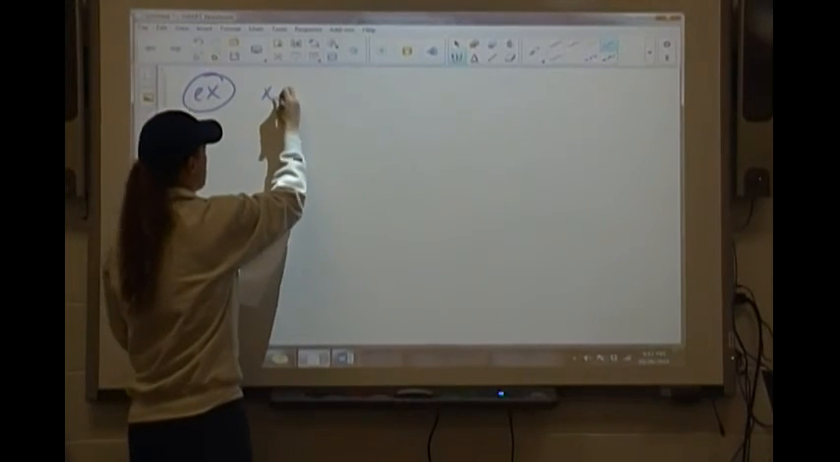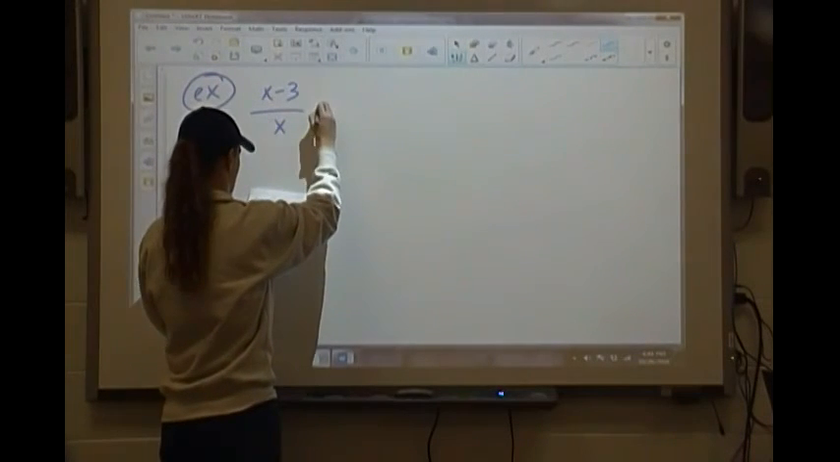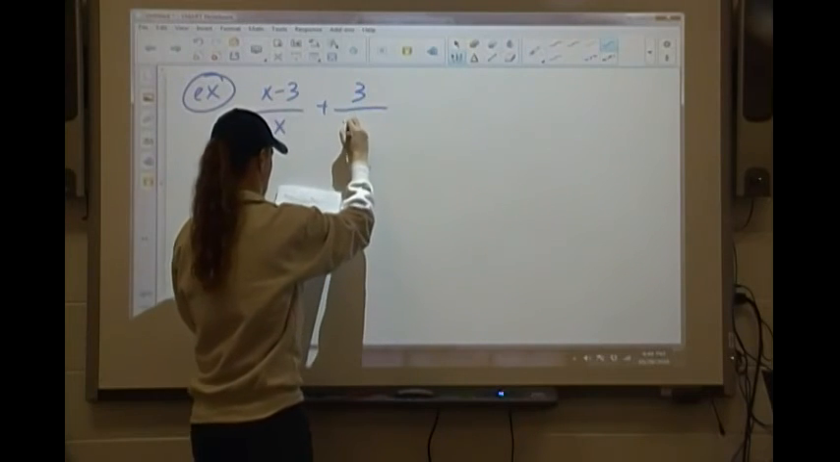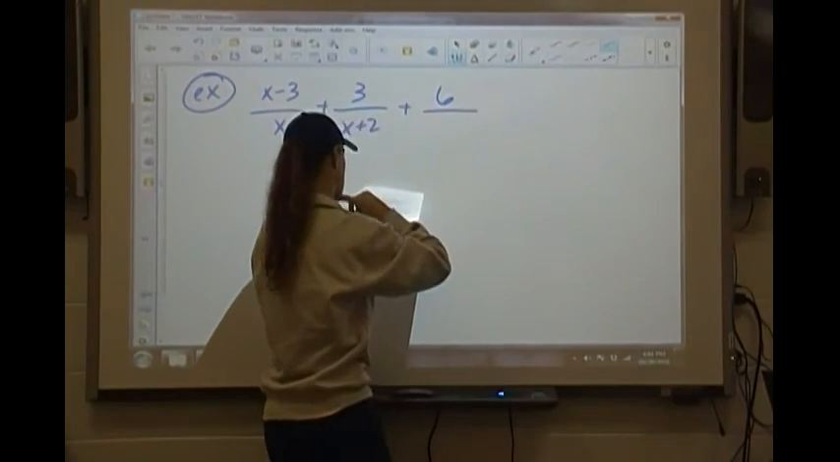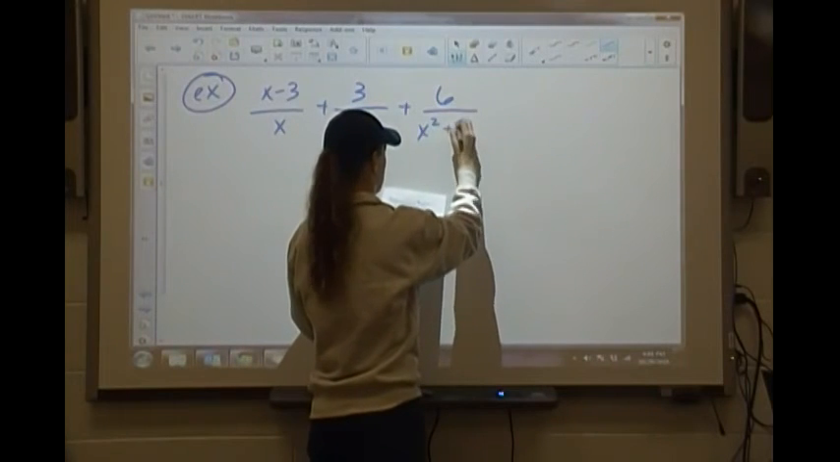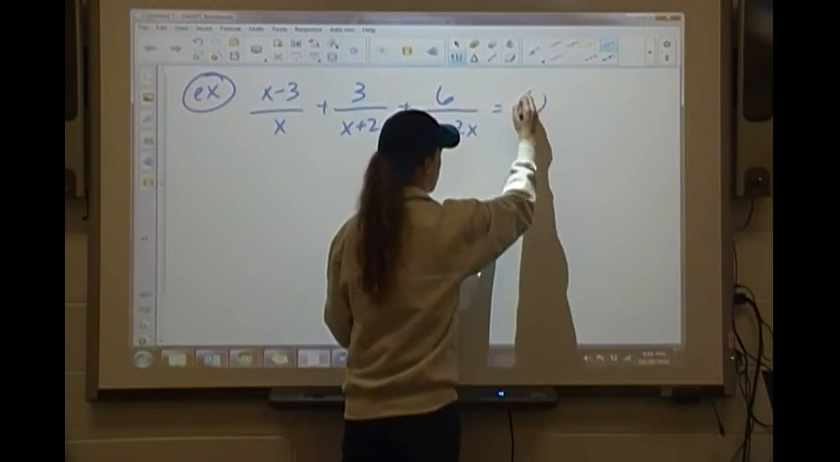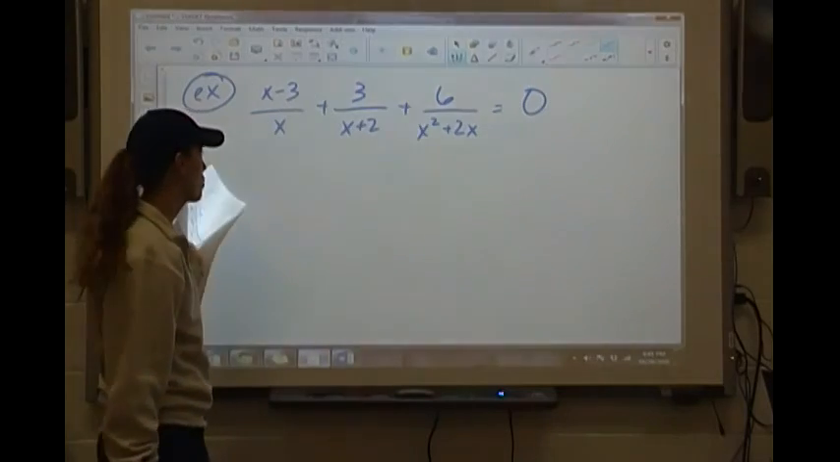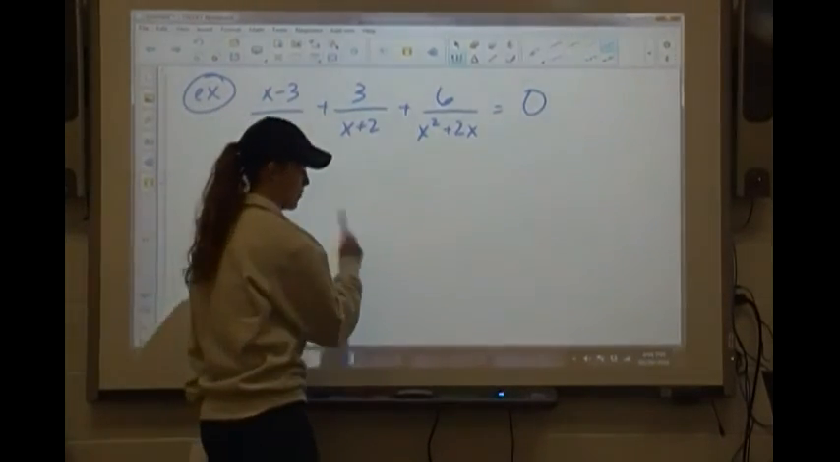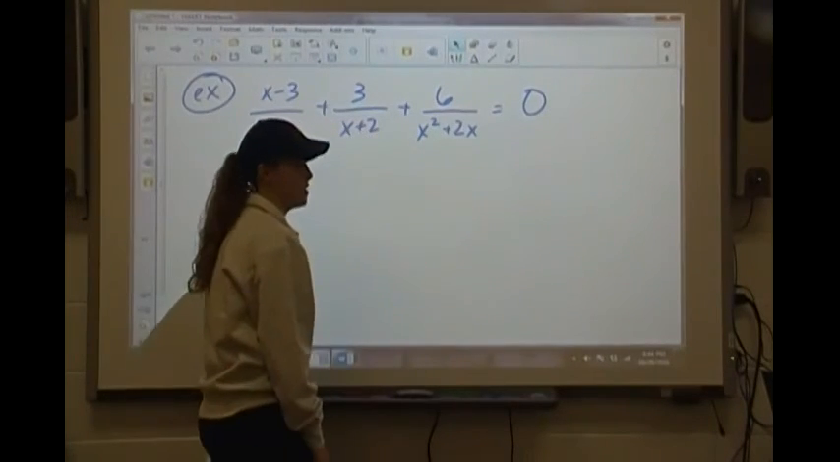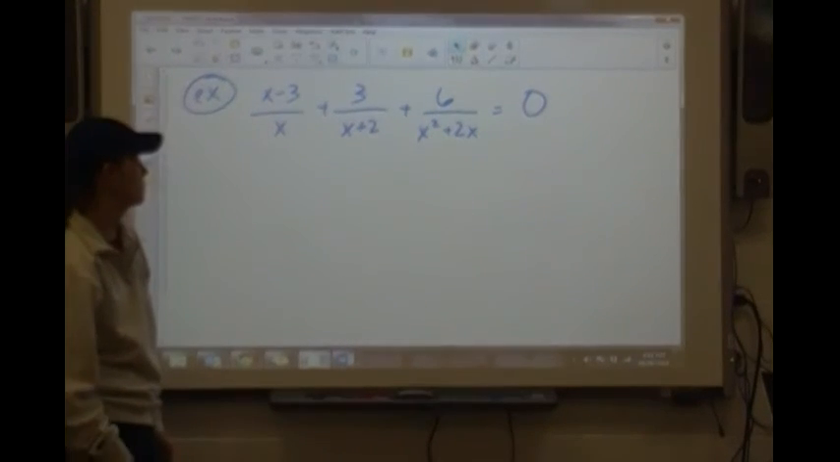So we've got x minus 3 over x plus 3, over x plus 2, plus 6 over x squared plus 2x, equal to 0. So yeah, we have 3 portions of this fraction. That's okay, nothing wrong with that. And you're going to have to find the common denominator for all of these. So go ahead and do that.